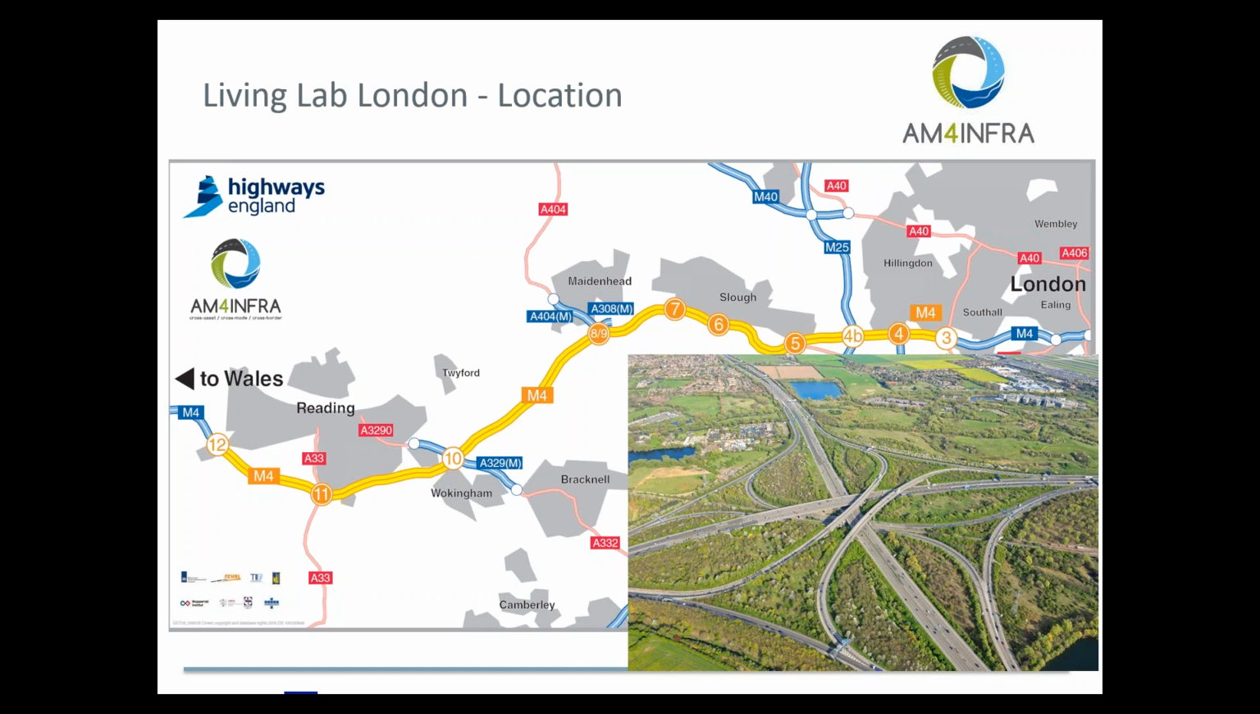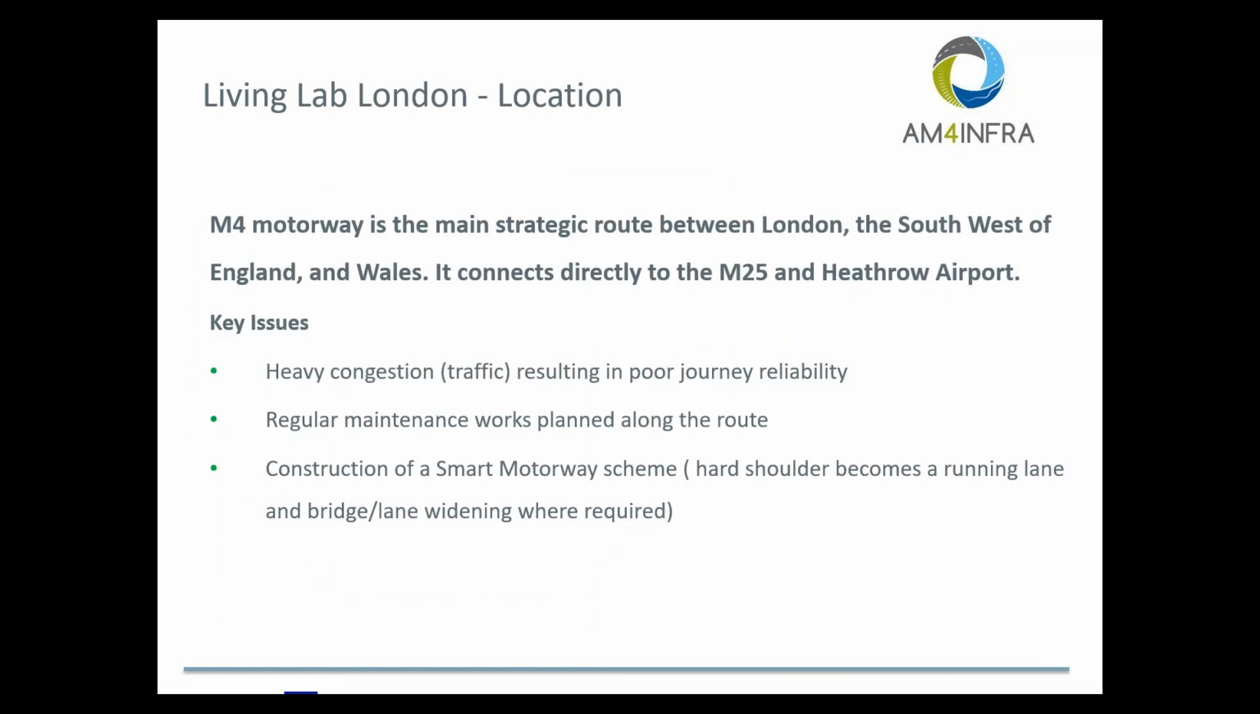On the right-hand side, you'll see in white junction 4B, which is the junction with the M25, and the picture just below this shows an aerial view of what this junction looks like, just to give you an idea of what we're doing here. This again is a summary of what I mentioned before: the M4 is a heavily congested road resulting in poor journey reliability. There's regular maintenance work planned along this route, and there's the construction of a smart motorway scheme.